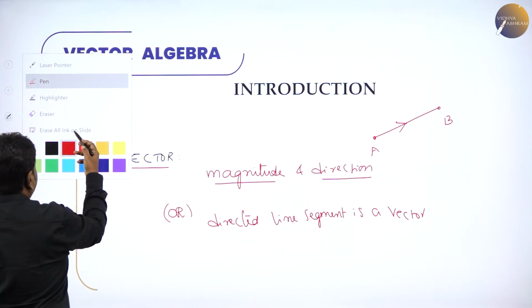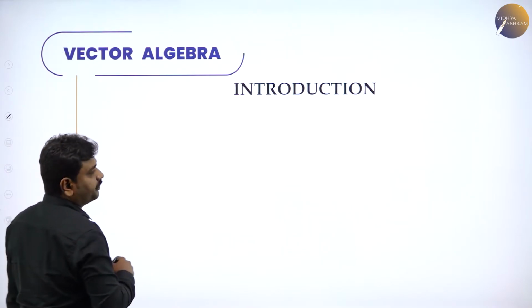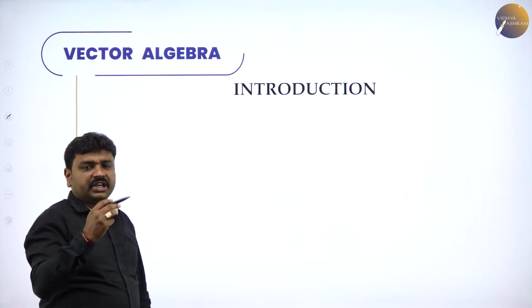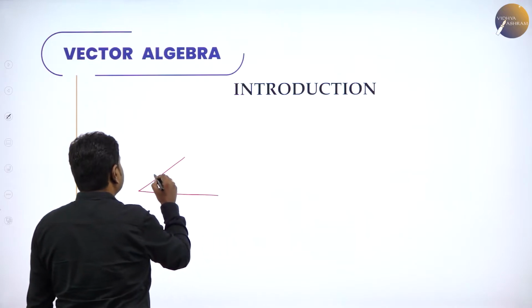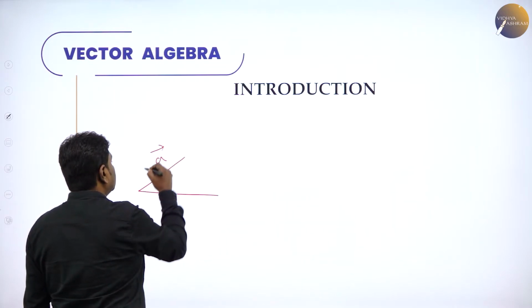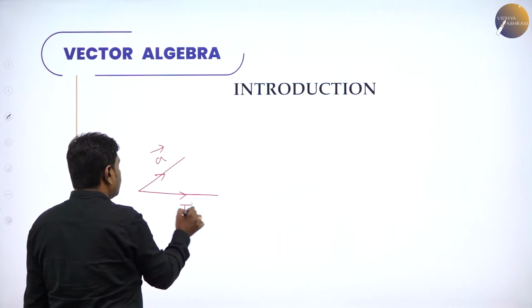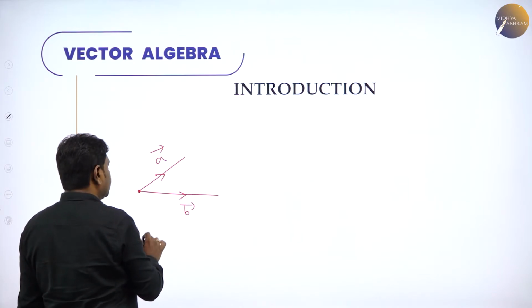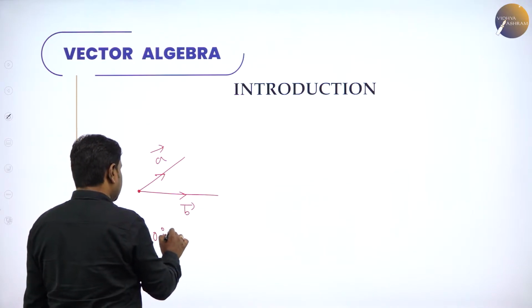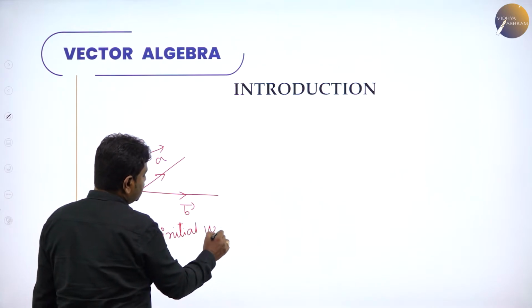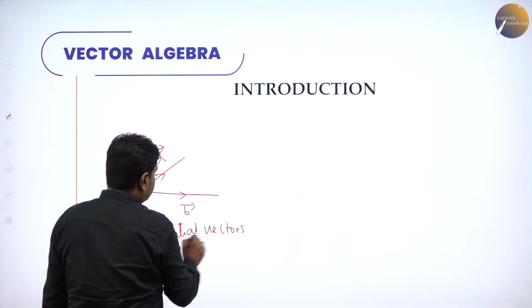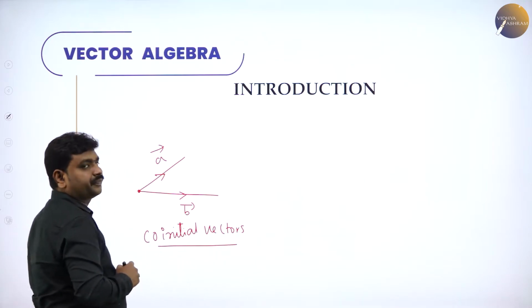Now all of you know what is a vector. Now types of vectors. If I take two vectors like this, say this is vector A and this is vector B, both are starting from the same point. We call them co-initial vectors. What are co-initial vectors? Vectors with the same initial point.